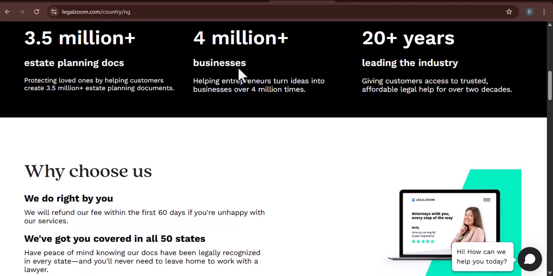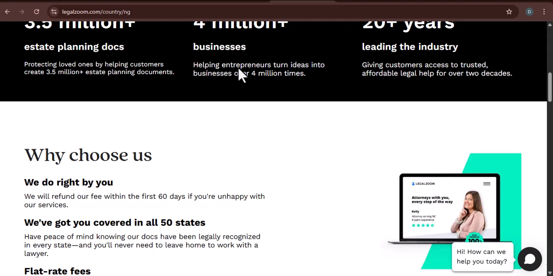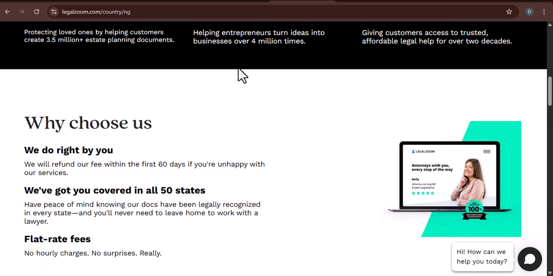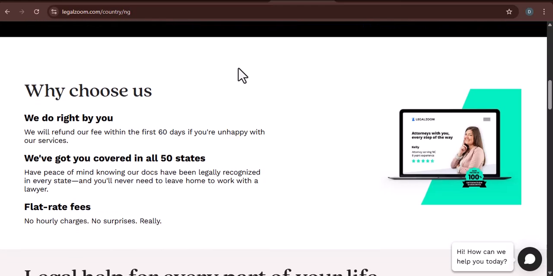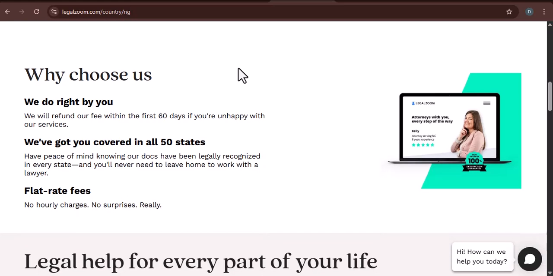Now, let's get into the nitty-gritty of the dissolution process itself, with a focus on what you'll need to consider even if LegalZoom is part of your plan. Step 1. Internal decisions and votes.